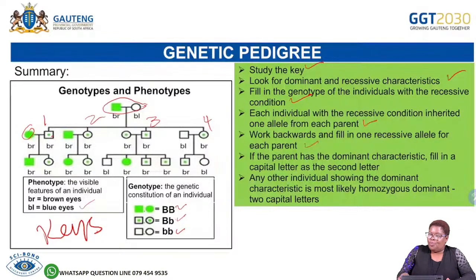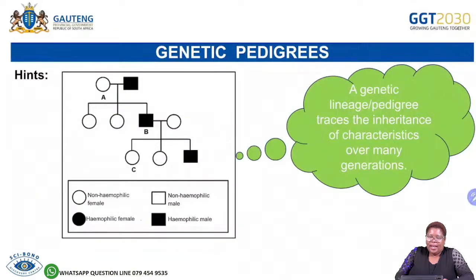If the parent has a dominant characteristic, then what happens? You fill in the dominant letter, right? You fill in a capital letter as the second letter. And that shows a parent has got what? Dominant characteristics. Look at this one, dominant characteristics. Any other individual showing a dominant characteristic is most likely homozygous dominant, and homozygous dominant is represented by what? 2 capital letters.